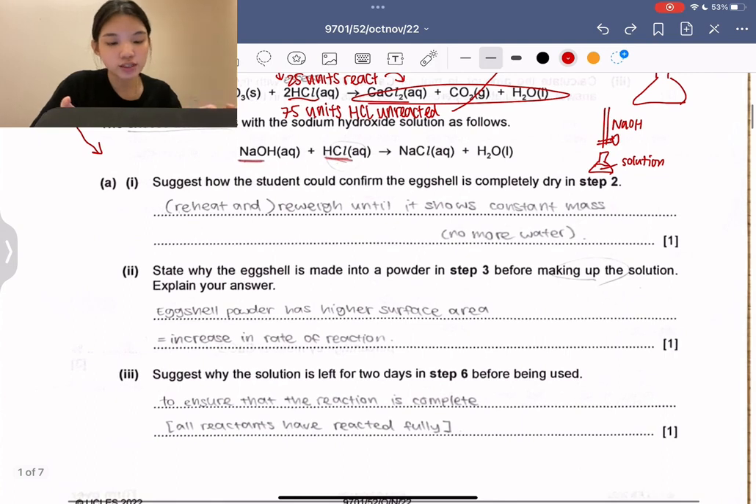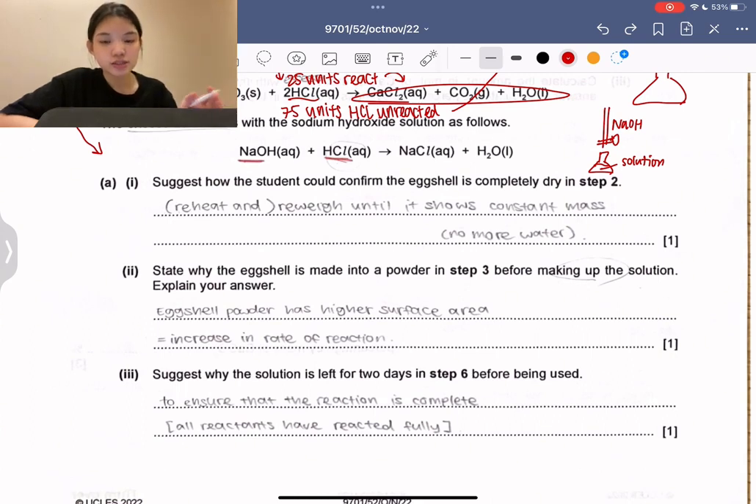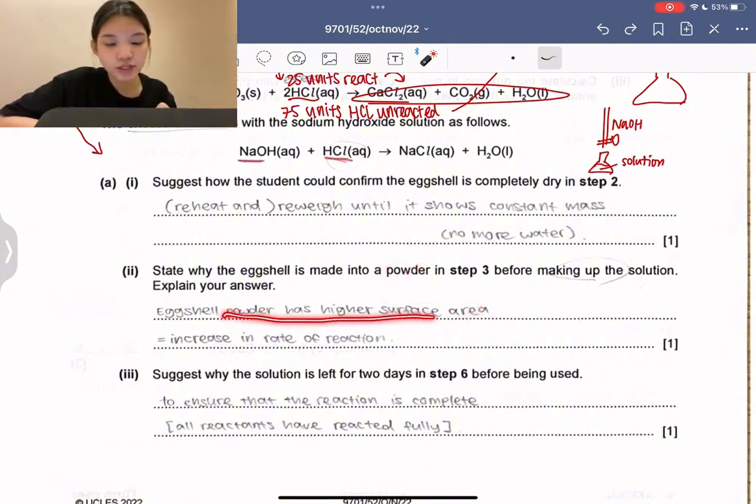State why the eggshell is made into a powder in step 3 before making up the solution. Explain your answer. See, like I said just now, there will be a question related to powder and surface area. So eggshell powder has higher surface area than uncrushed eggshell. So this higher surface area increases the rate of reaction.